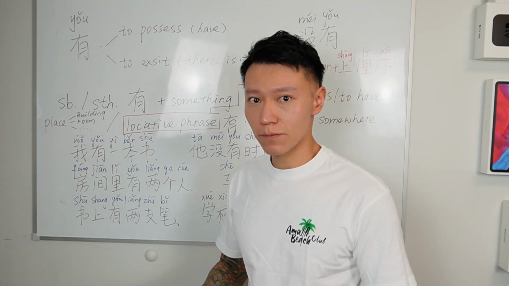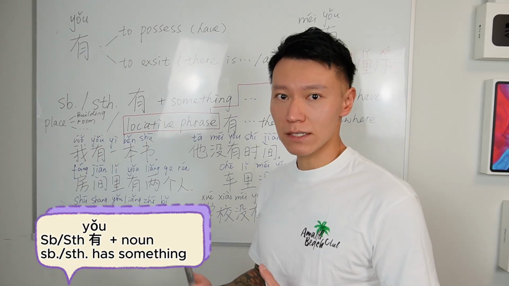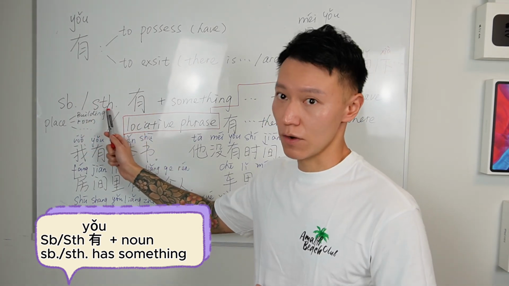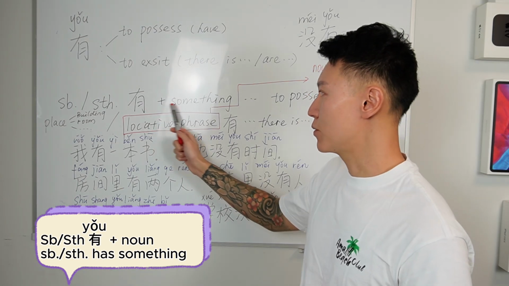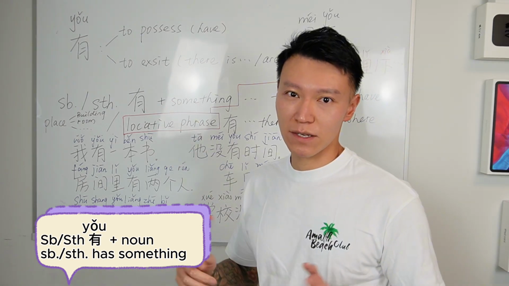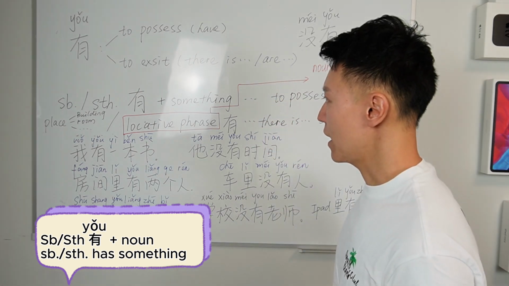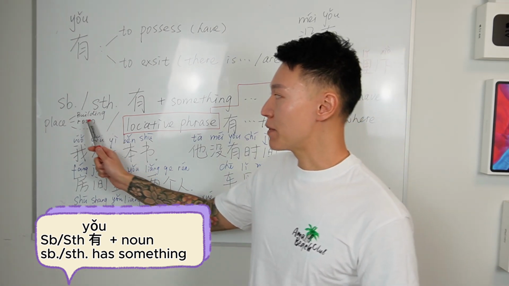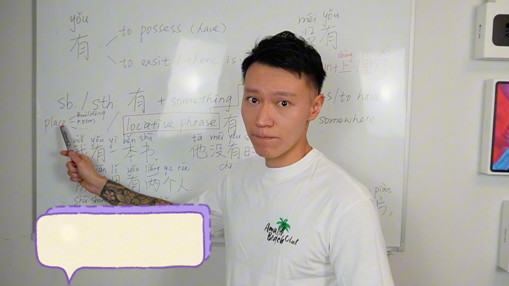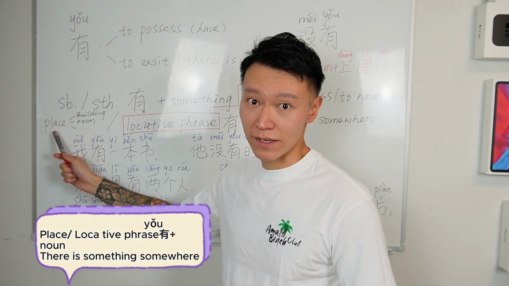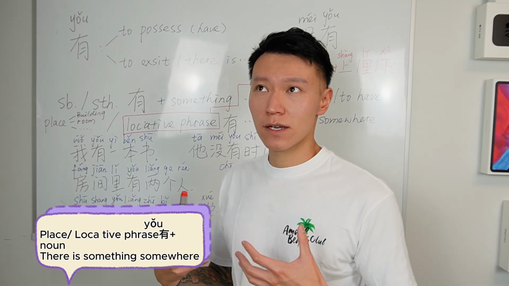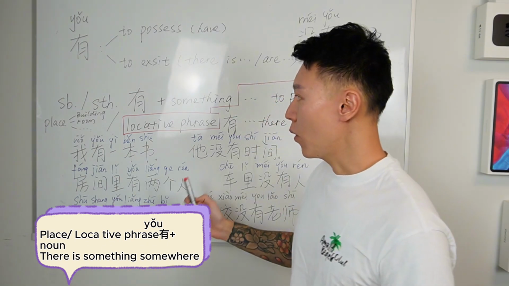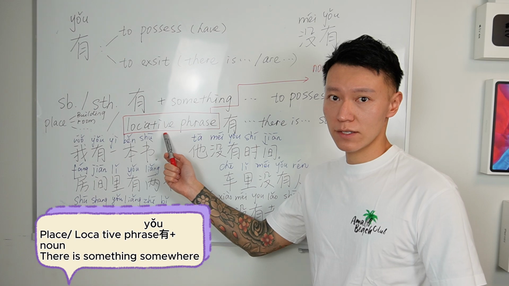So how do we use this 有? If we want to talk about possessing something, then we would put somebody or something in front of 有, and then after 有 we have something. So basically it means somebody has something. Alright? And if we use 有 as to exist, then at the beginning of the sentence we need to write some words that is related to a place. So this word can express kind of meaning of a building or a room or etc. Or you can also use a locative phrase.